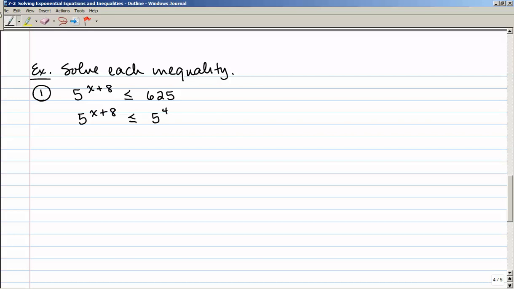So now I can just pull off my exponents because I have the same base. X plus 8 is less than or equal to 4, and subtracting 8 from both sides, x is less than or equal to -4. And again, you can go and check this by plugging in -4. 5 to the 4th is indeed less than or equal to, in this case, it's actually equal to 625.